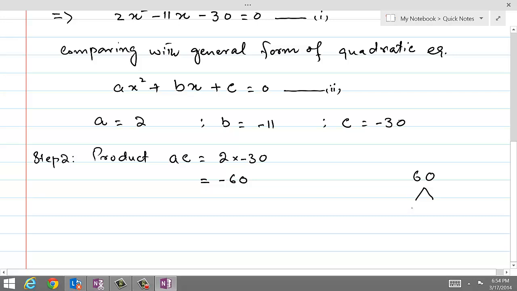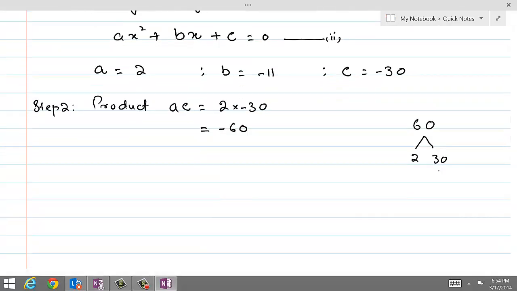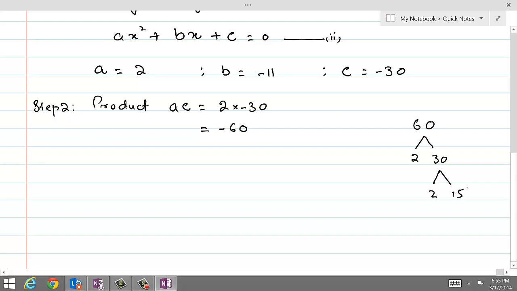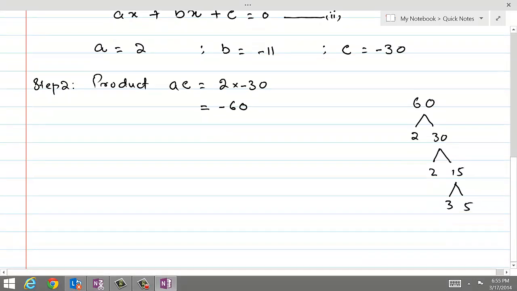So let's find the factors of 60 by tree diagram, and by tree diagram we can write down two factors of 60 like 2 times 30. Because 2 is a prime number, we can only factorize 30, which is 2 times 15. Again 2 is a prime, so we can only factorize 15, which is 3 times 5. We have reached a dead end and there is no more factorization possible. Therefore we can write 60 equal to 2 times 2 times 3 times 5.